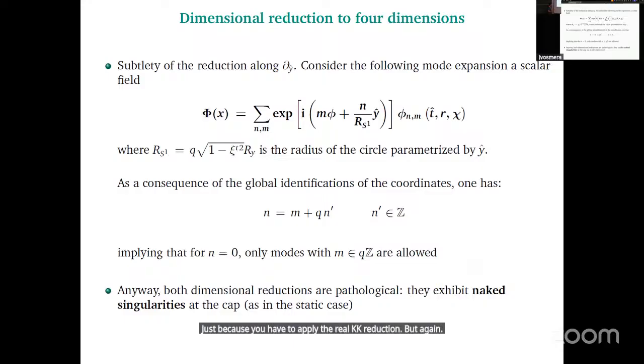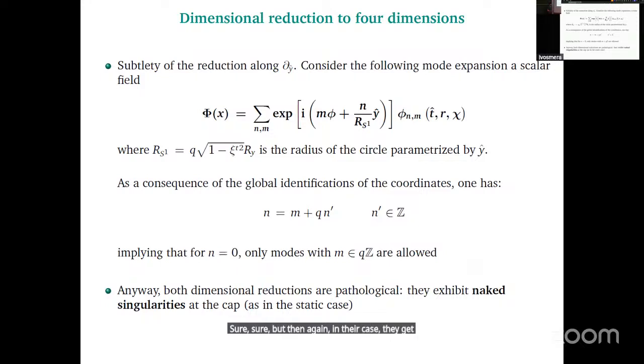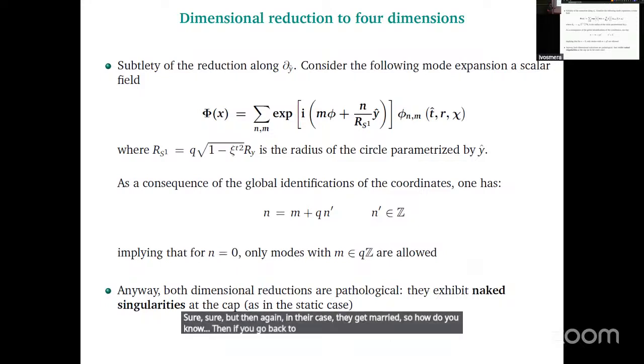But again, this is something we discussed. Why can't I just stay in 4D and impose a set of rules? I have a solution which is a. What do you mean? What's wrong with the 4D physics? There is nothing wrong if you compactify along the right direction. Sure, but then I'll get Melvin. In their case, I get Melvin.